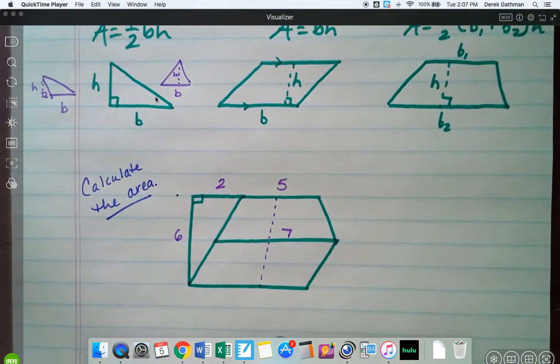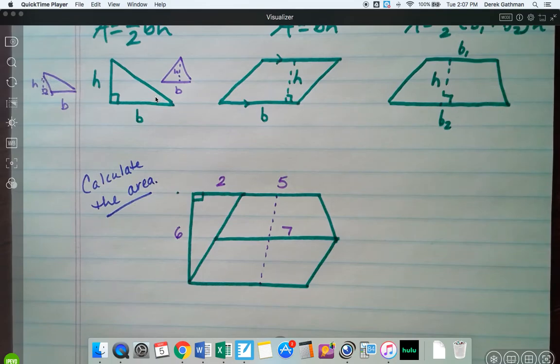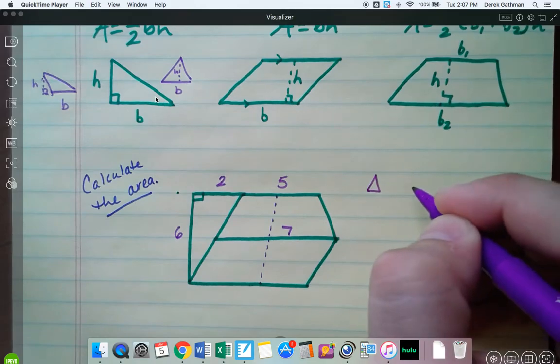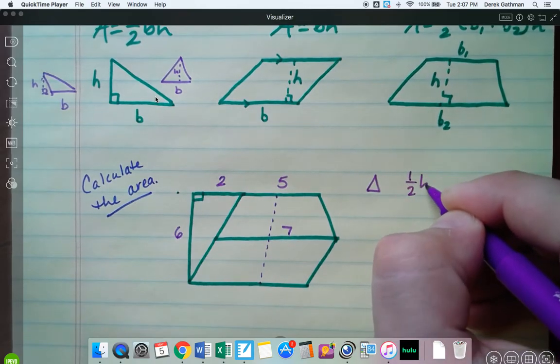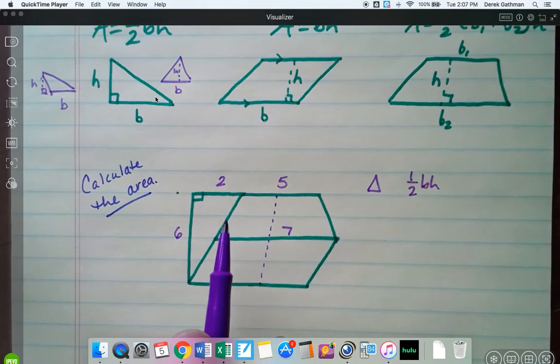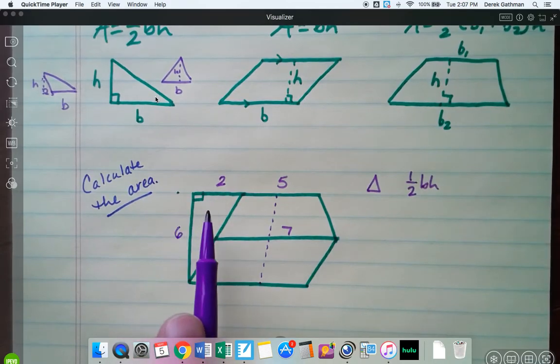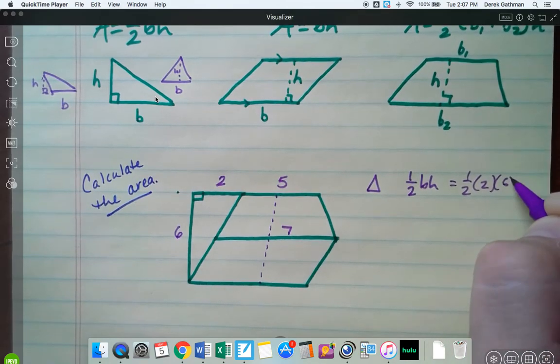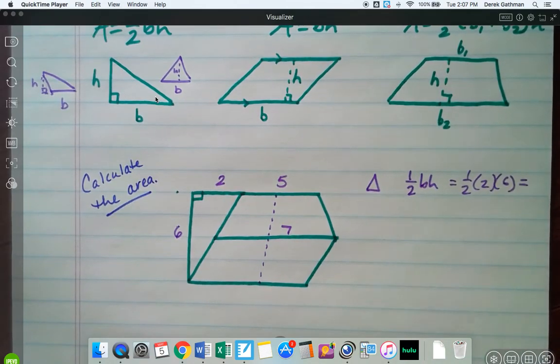So I'm going to go through finding the area of a composite figure made up of different shapes here. And first of all, you can see that it's made up of a triangle, a trapezoid, and a parallelogram. So you need to find the area of each of those. So my triangle is 1/2 base times height. My base is 2 or 6, doesn't matter, but I'm going to have 1/2 times 2 times 6. So the area of my triangle is going to be 6 square units.